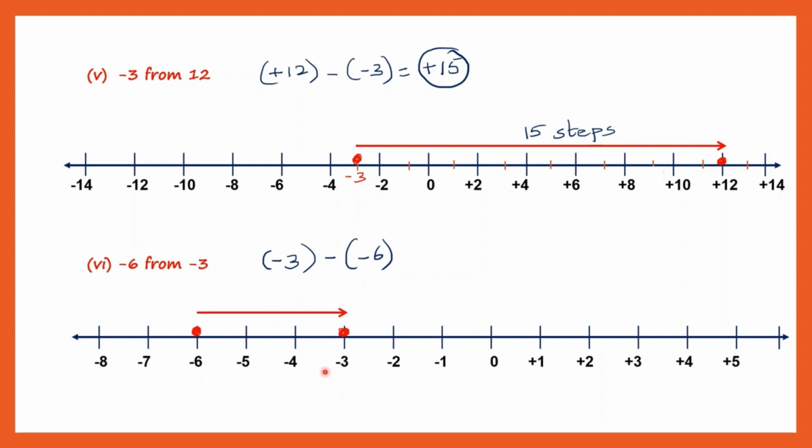So let's draw that line. So we have a line starting from minus 6. We are starting from minus 6. We are going up to minus 3 and we have used 3 steps to reach minus 3, and since we are moving to the right, we have a plus sign, plus 3. So our answer to this question is plus 3.